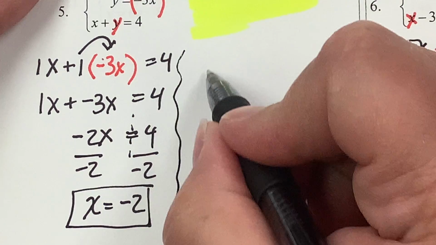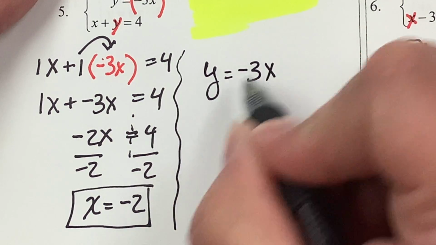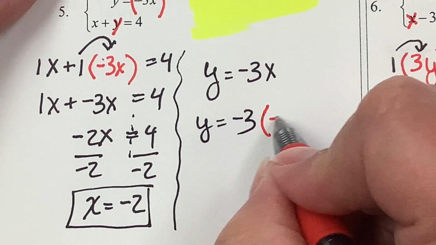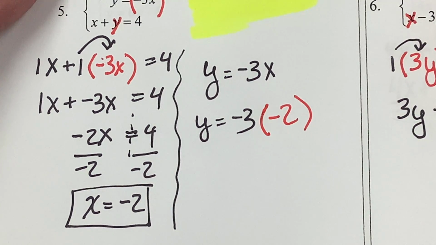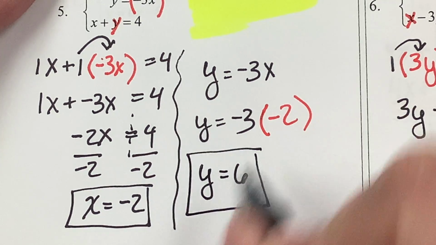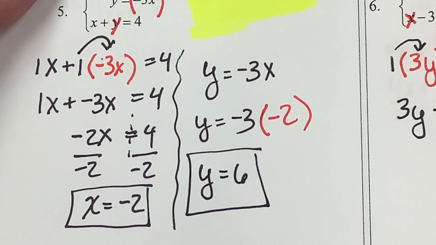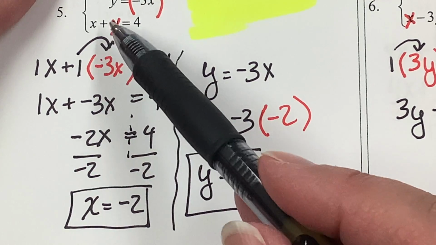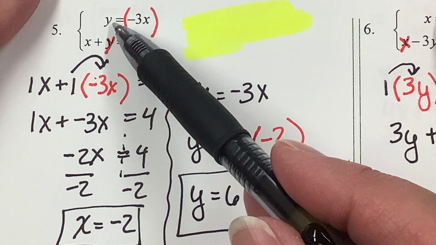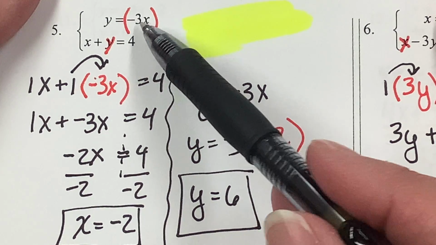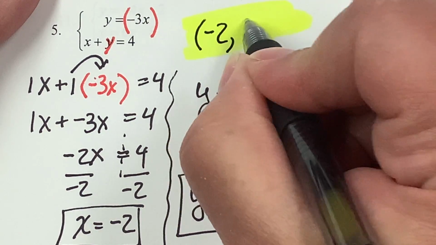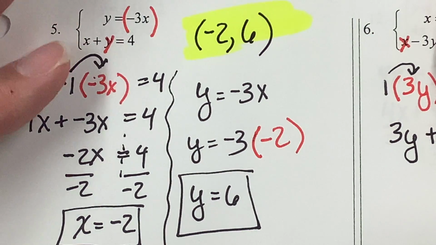Squiggle, squiggle, squiggle. Y equals negative 3x. Y equals negative 3. And you're doing substitution, so you put it in red, times negative 2. 3 times 2 is 6. Negative 3 times negative 2, still positive 6. If you're not sure about that, yell at Siri or use a calculator, whatever. If I look down here and I check it in my head, negative 2 plus 6 is 4. And 6 is equal to negative 3 times negative 2. You could use a calculator to check it or just check it in your head. Negative 2 and 6. And if you get it wrong, just like me, go back and look for where you made your mistake.